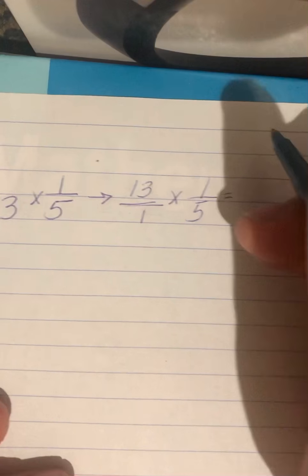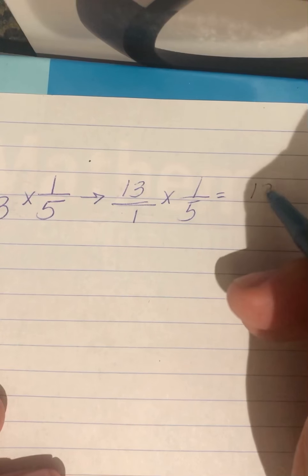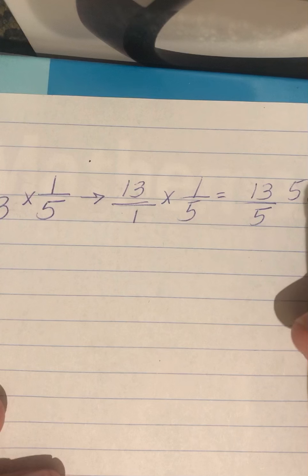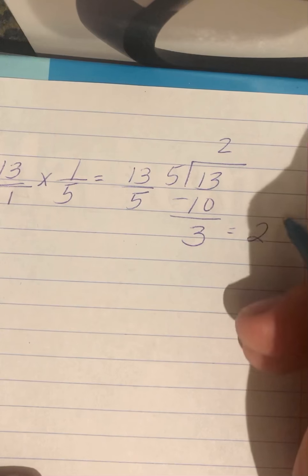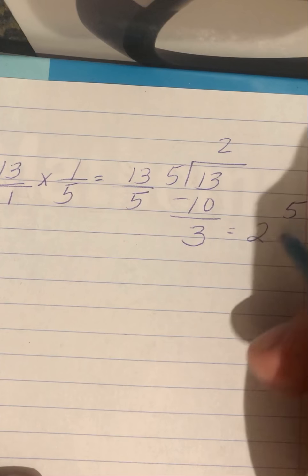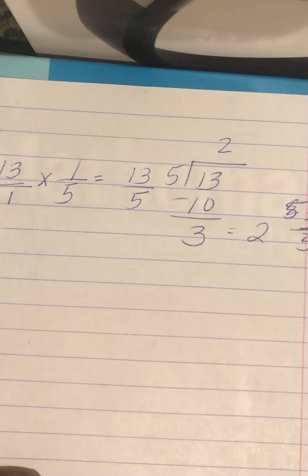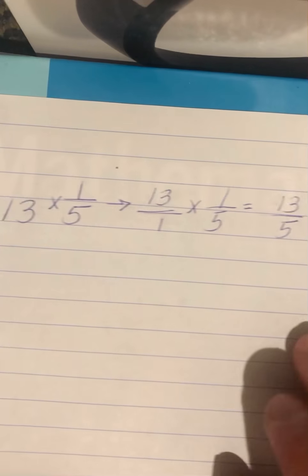When this happens, I am left with 13 times 1 over 5, 13 divided by 5, and then I divide. 5 can fit into 13 2 times, and I'm left with 2 and 5/3. I'm just kidding. 2 and 3/5. So that's my first example.